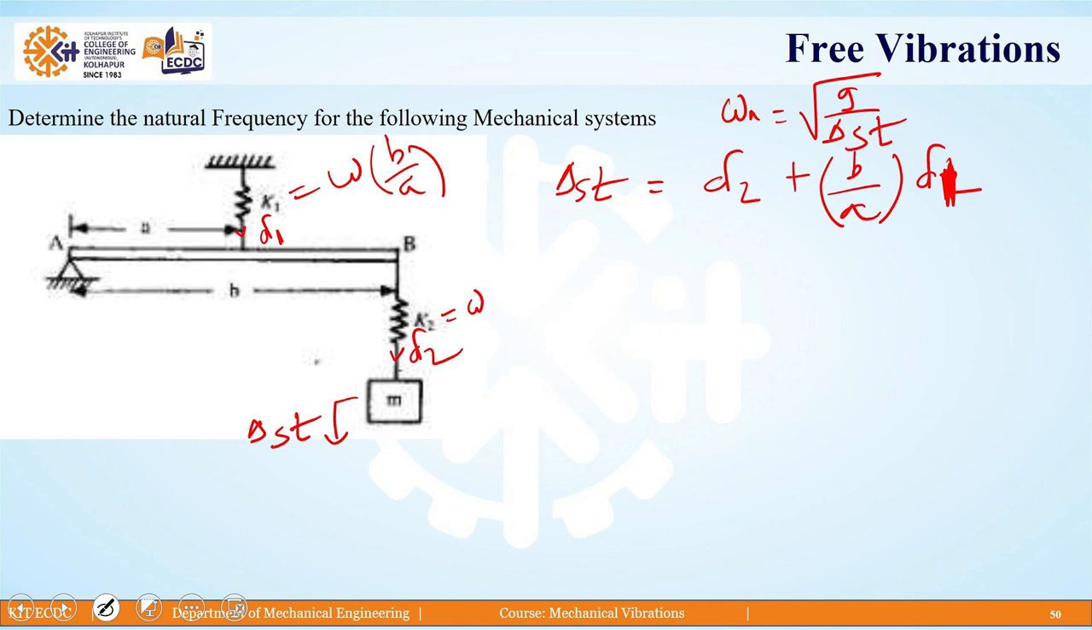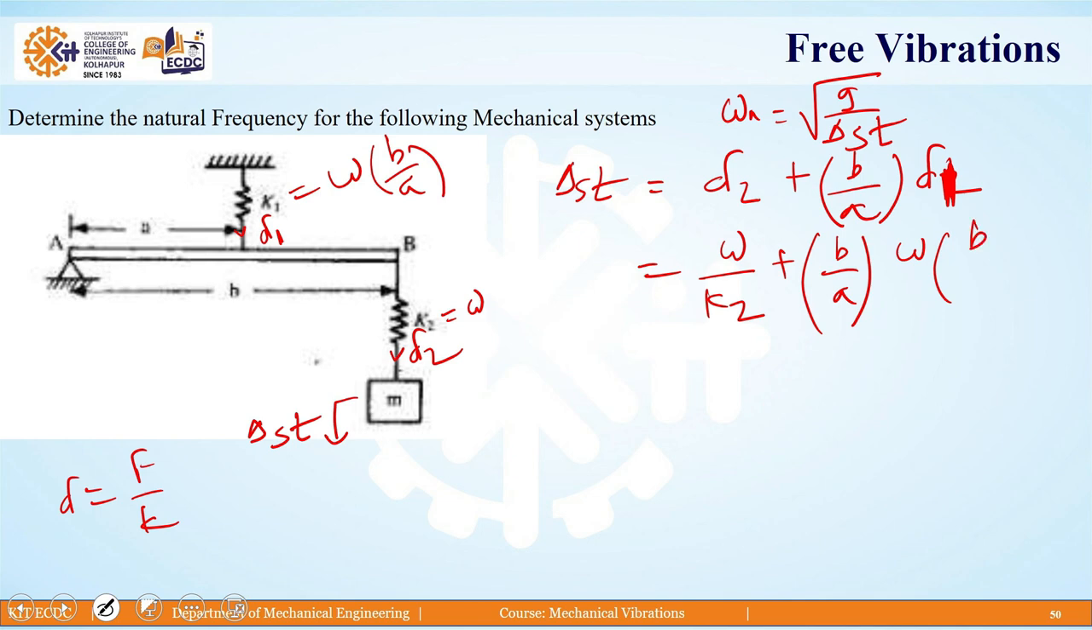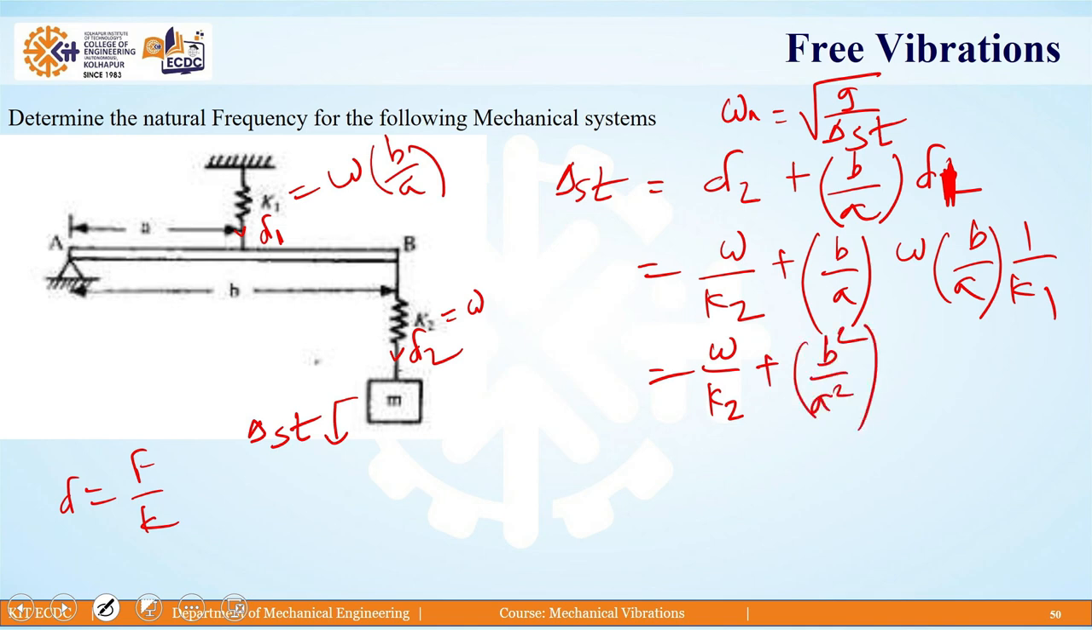And now if we put in the forces, we have deflection as force upon stiffness. So we are going to use this. If we talk about the value delta 2, the force is W divided by the spring stiffness K2, plus the distance factor b by a remains as it is. Delta 1 will be written as the spring force W into b by a upon the stiffness K1. So if we do the math, we get W by K2 plus b square by a square into W by K1.